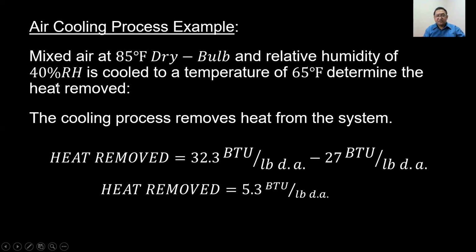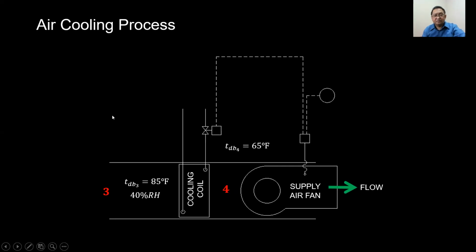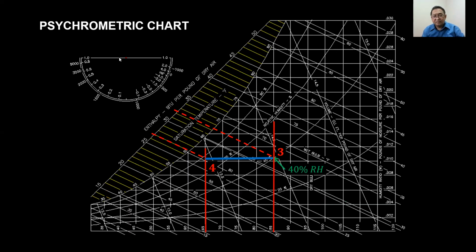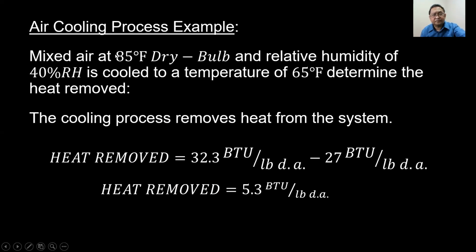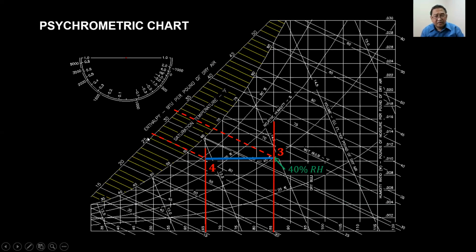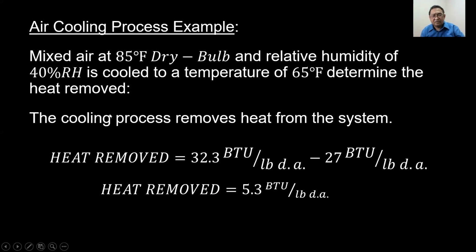The heat removed is the total heat at point 3 minus the total heat at point 4. We can see in the graph here that at point 3 your heat will be 30, 31, 32, 32.3, and at point 4 it will be 27. So you take the difference between the two: 32.3 minus 27, we have a heat removed of 5.3 BTU per pound of dry air.